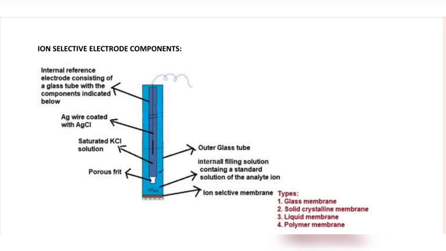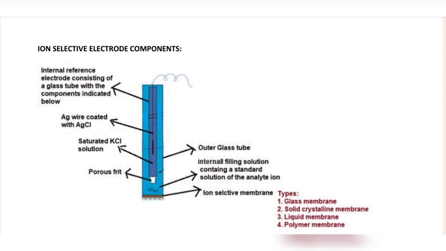Next, we are going to discuss the different components of an ion selective electrode. The ion selective electrode is a part of a potentiometric transducer. Each potentiometric transducer consists of two electrodes. One is a reference electrode and the other one is the ion selective electrode. Here the ion selective electrode is acting as the working or indicator electrode.